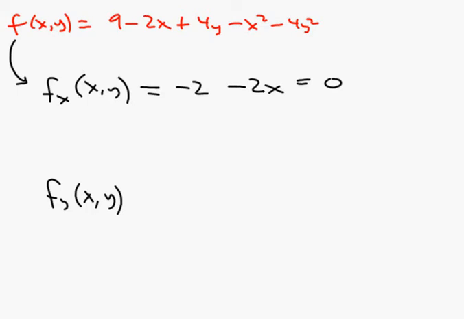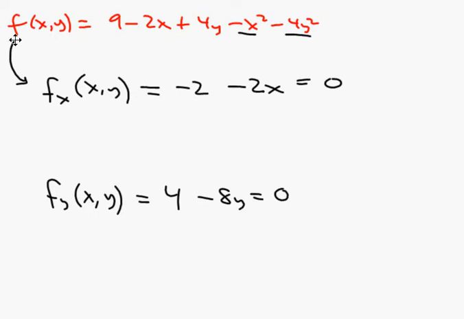Now we need to find f sub y. So if y is the variable, the first two terms have a derivative of 0. The 4y has a derivative of 4. The negative x squared term has a derivative of 0. And then the last term has a derivative of negative 8y. So we need that to equal 0 also.